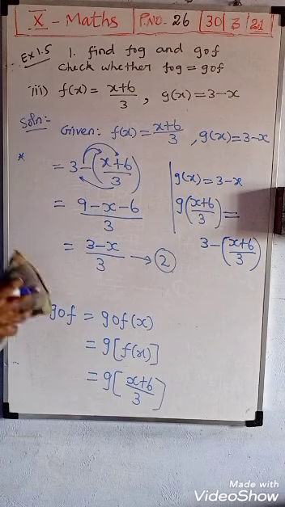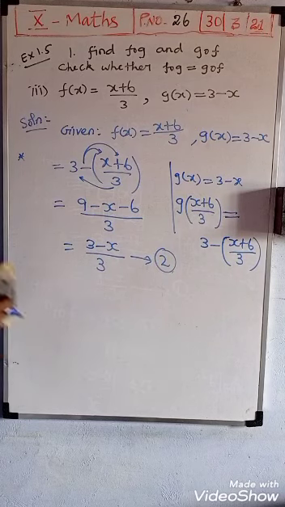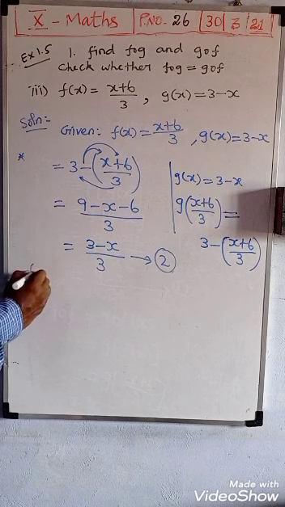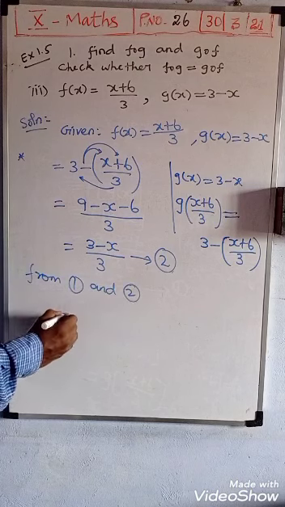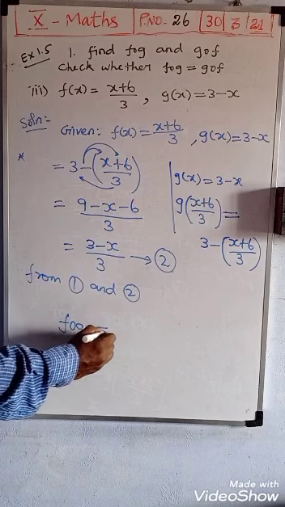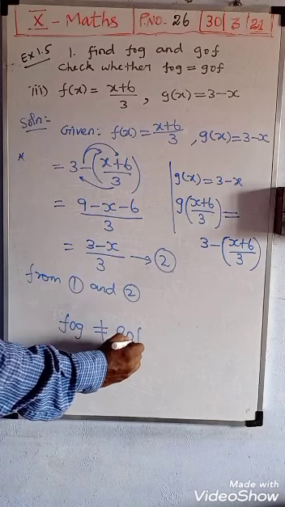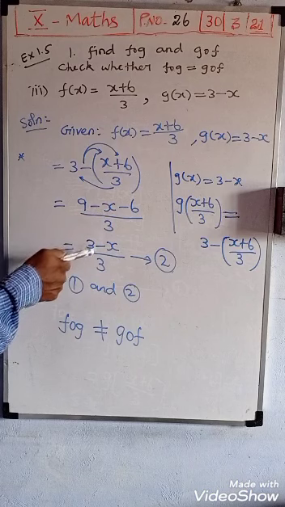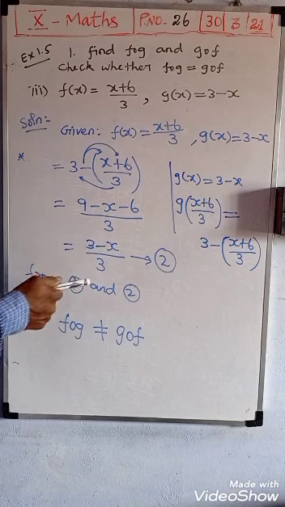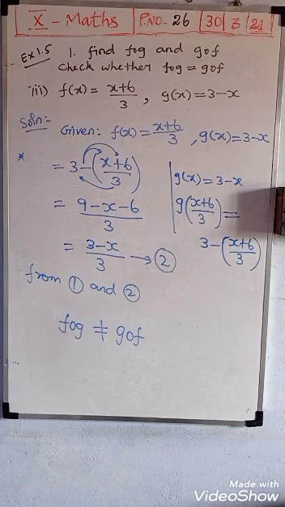So from 1 and 2 you check, F composition G is not equal to G composition F. Yes, because for F composition G we received the answer 9 minus x by 3. Here we received the answer 3 minus x by 3. So both are not equal. We wanted to check whether it is equal or not, and it is not equal.